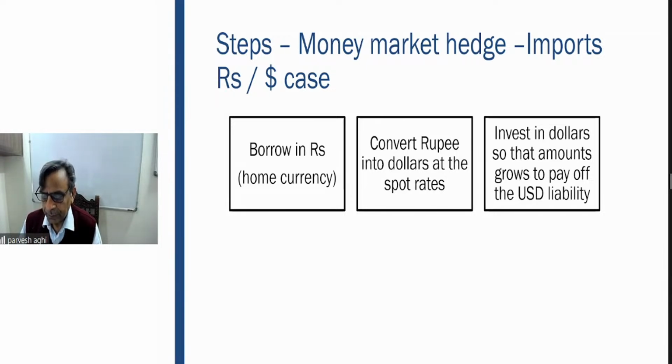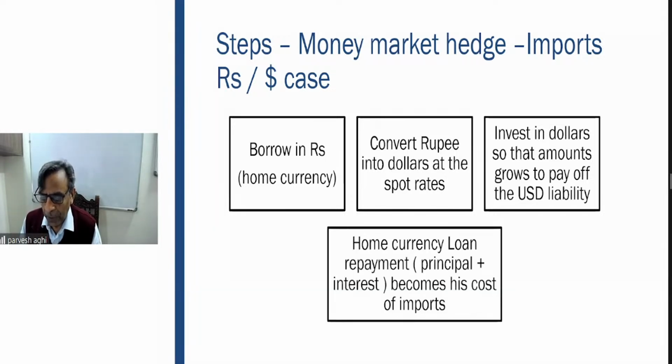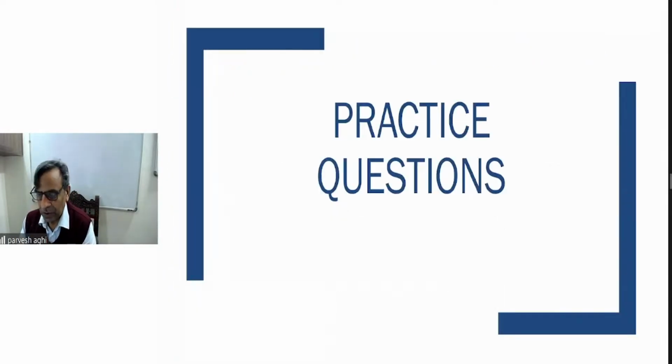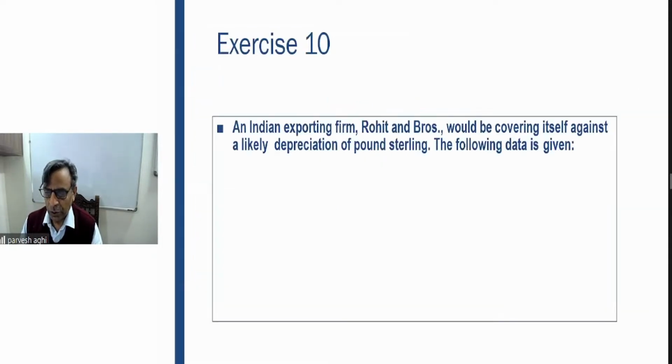Okay, fine. Then the home currency loan which you have taken in India, you have to return the principal as well as the interest. So that will become your total outflow. So when you pay the money in India, the money which you have borrowed in terms of rupees, you have to pay the principal as well as the interest. So that will become your cost of imports. So this is very simple. We can do some questions to understand the whole concept. So first of all, let's do this question.